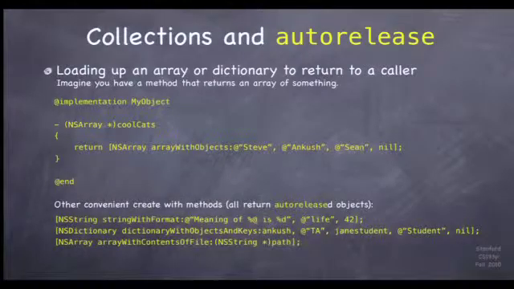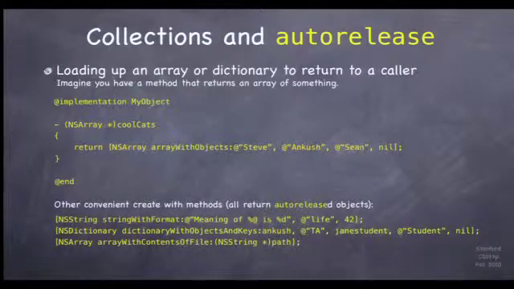And there are lots of other convenient methods for creating objects that are in this auto-released state from the start. We've already seen string with format. Remember I did that meaning of life is 42, meaning of %@ is %d. So that string with format method, that doesn't start with alloc or new or copy, so it returns something that's auto-released. If I wanted to keep that string, I would have to send retain to it if I called this. Same thing with dictionary with objects, array with contents of file even.